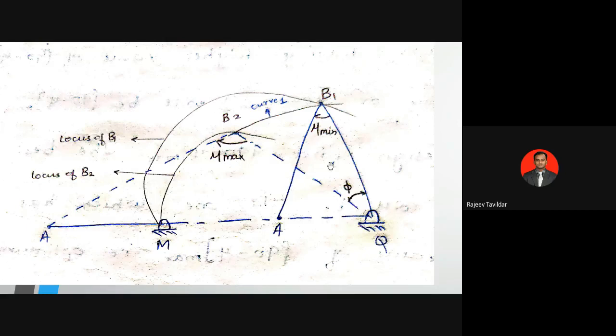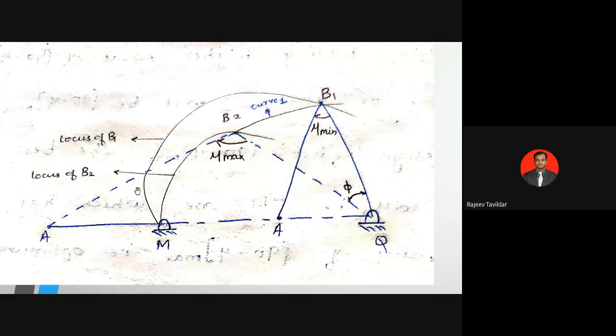So I've just drawn both the diagrams simultaneously, and then we have drawn the locus line for point B1 and B2. I've just drawn a locus line for point B1 and point B2 from point M. This is our initial construction setup.